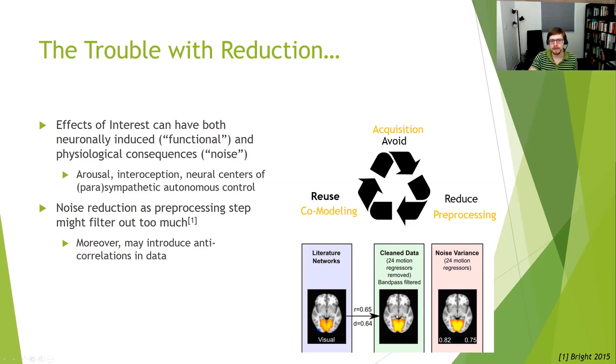So for example, here you see a resting state network from the literature, and the clean data shows it very clearly, but also the removed, so basically the putative noise part that was removed, if you look at this, also shows such a pattern. And if you don't do your modeling carefully, as mentioned before, you can also introduce anti-correlations if you use denoising in the pre-processing.